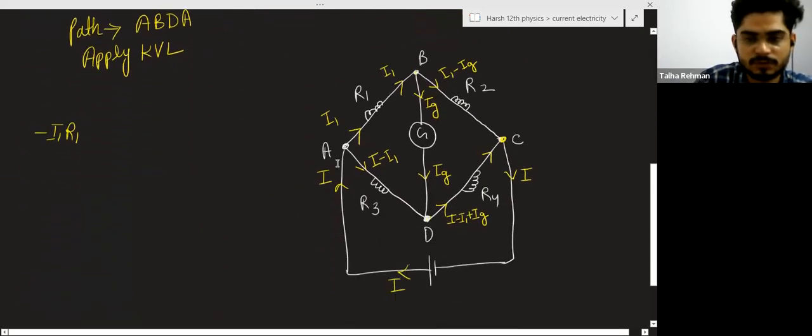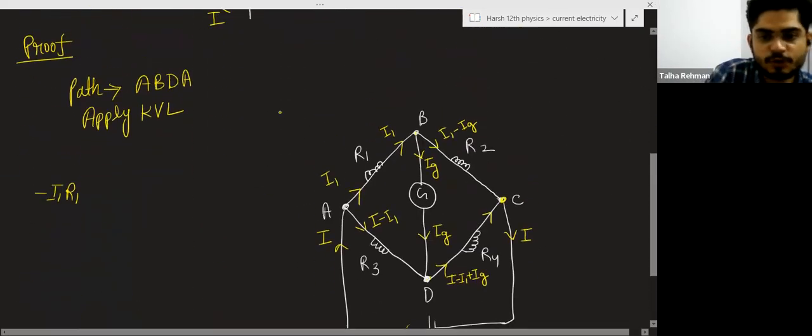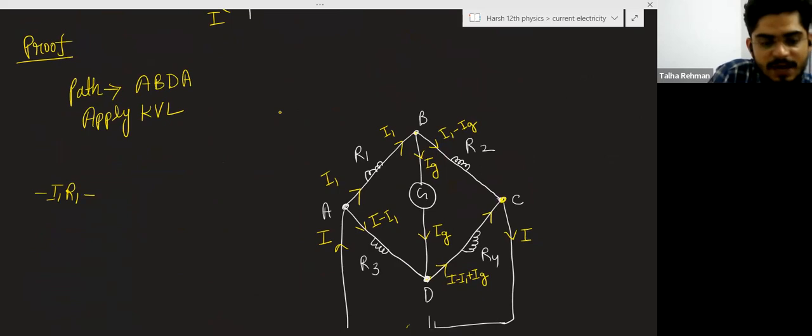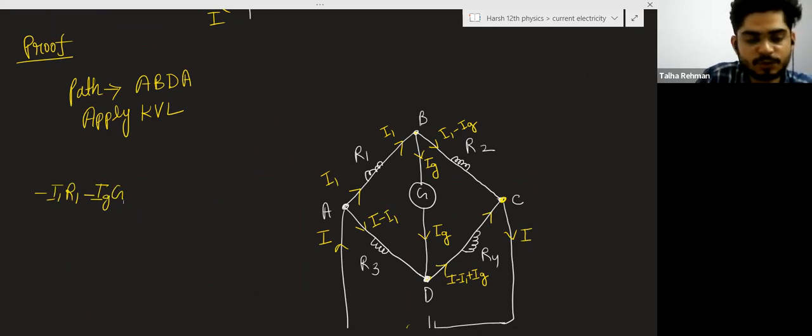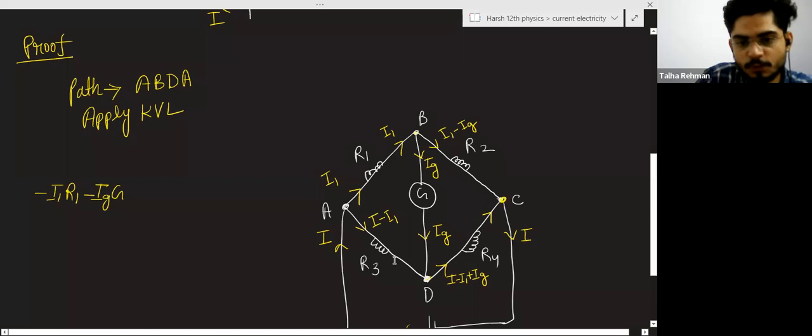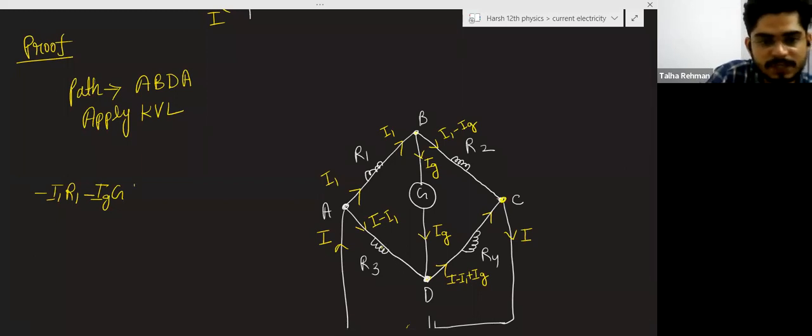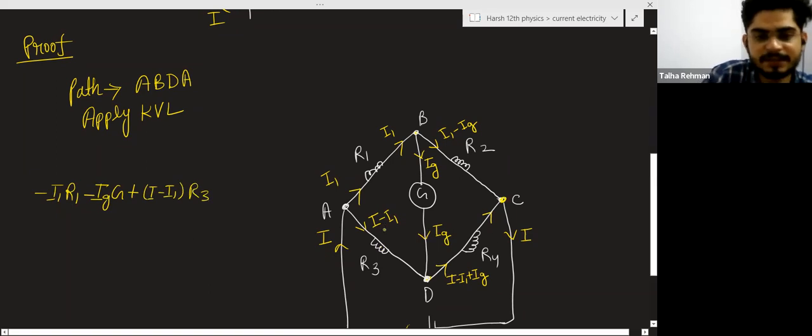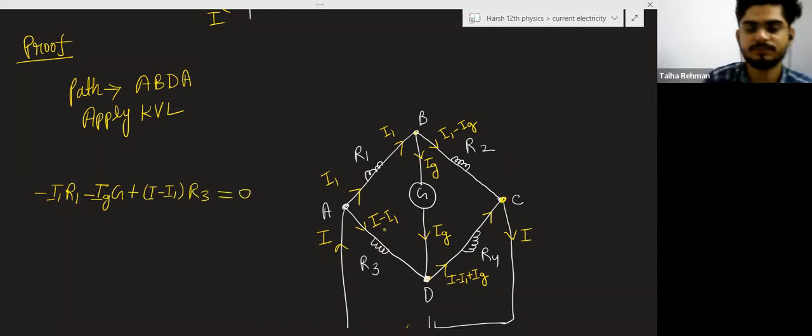Okay, fine. So what will you write? You will write minus IG into G, and from D to A. From D to A, you are moving in the opposite direction of current, so you will write plus I minus I1 into R3. So we have applied this, and this is equal to 0 now.